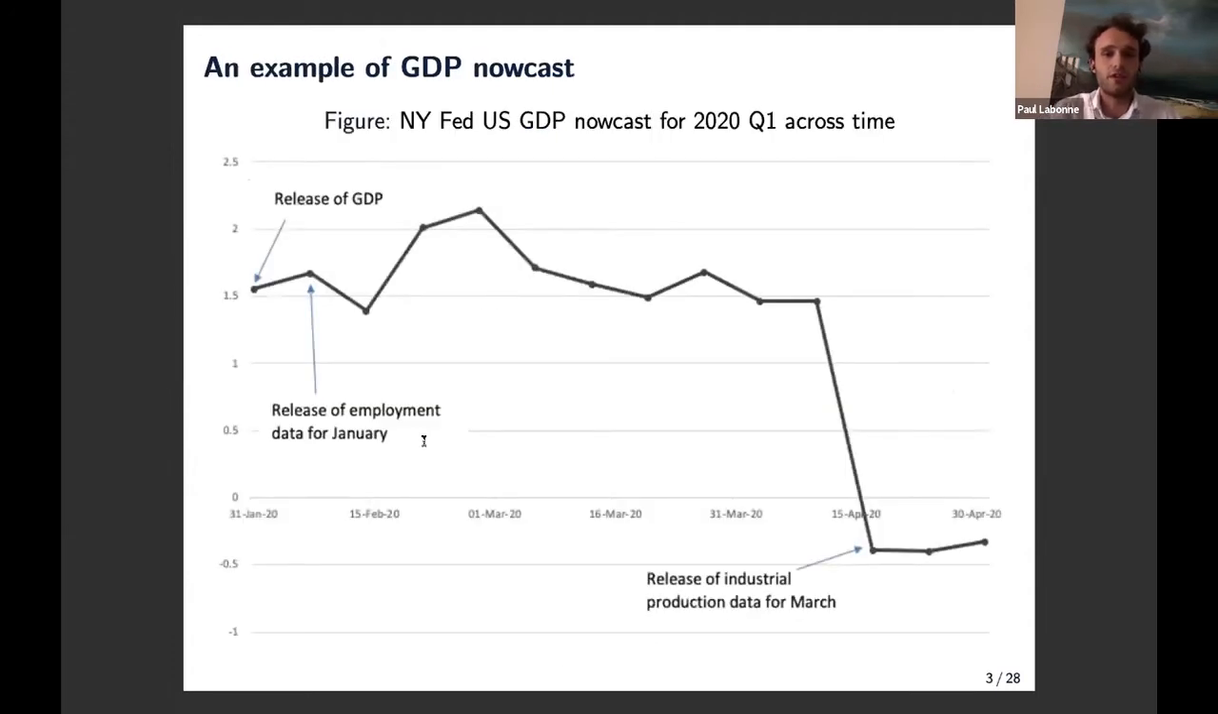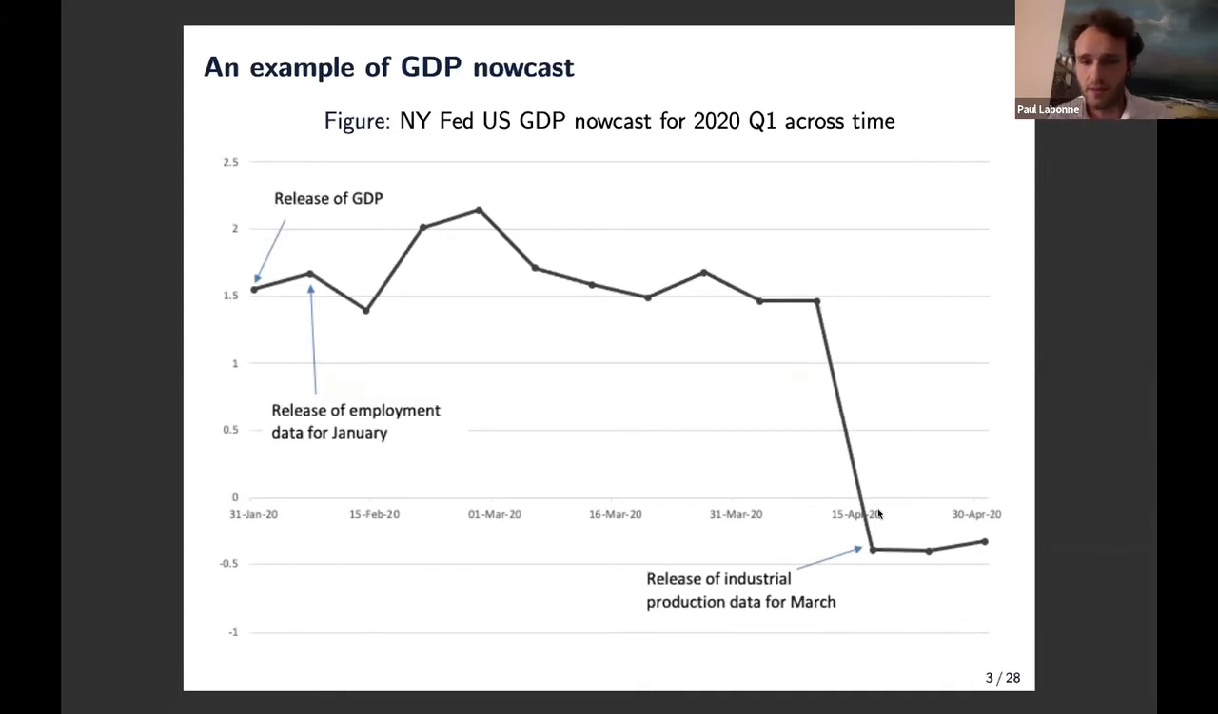Here I'm showing an example of a GDP nowcast. It's the New York Fed GDP nowcast for the first quarter of last year, of 2020. The graph shows the evolution of the GDP nowcast over time as more data accrue. For instance, the first point is published just after the release of the GDP for 2019 Q4. Then the second point is an update following the release of the employment data for January. And after that, there are updates every time new data are published.